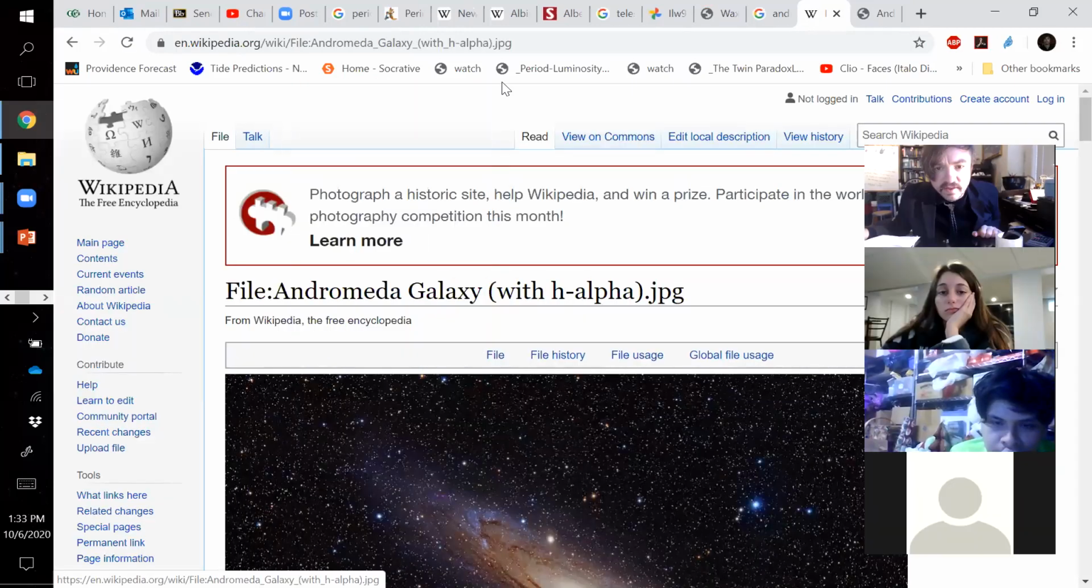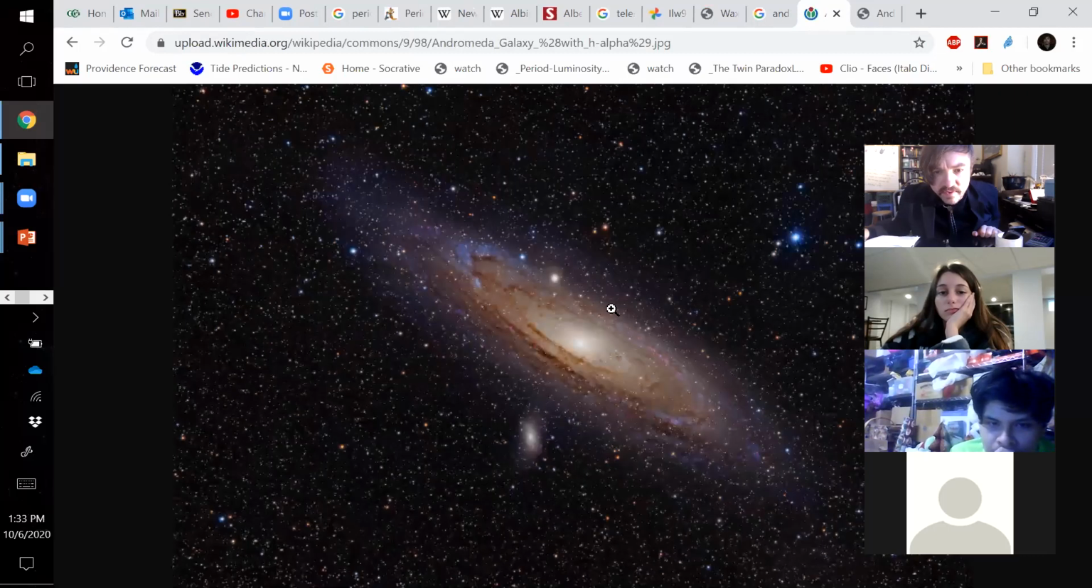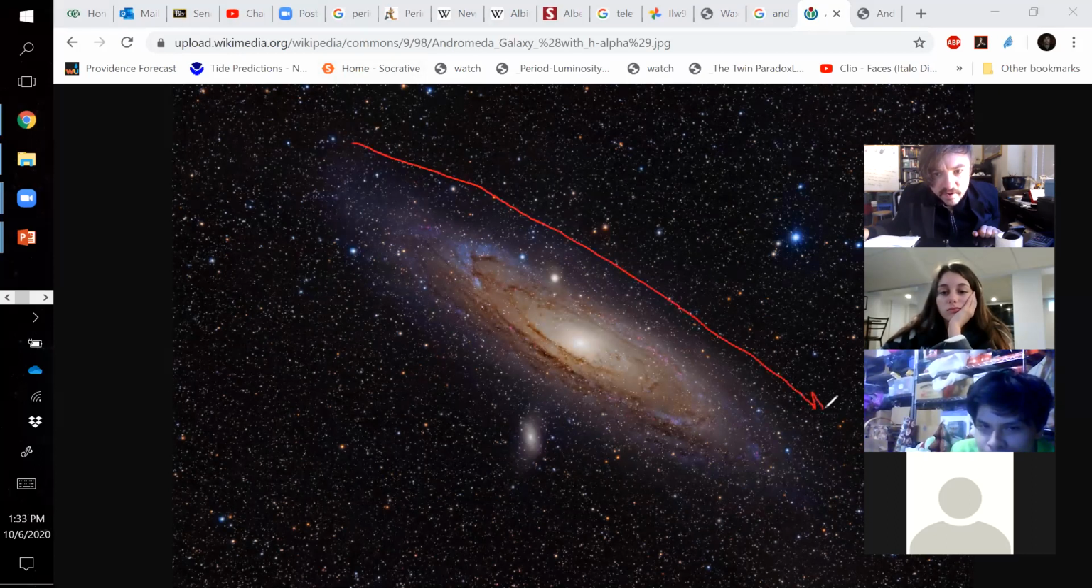What if I were to tell you that this galaxy, okay, subtends an angle of 3 degrees on your sky? From there to there, the angular separation of Andromeda is 3 degrees. How many times bigger than the full moon is that?